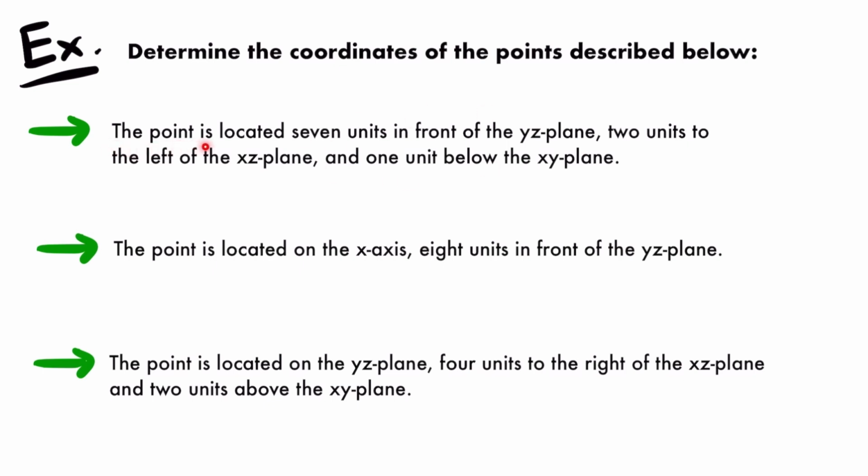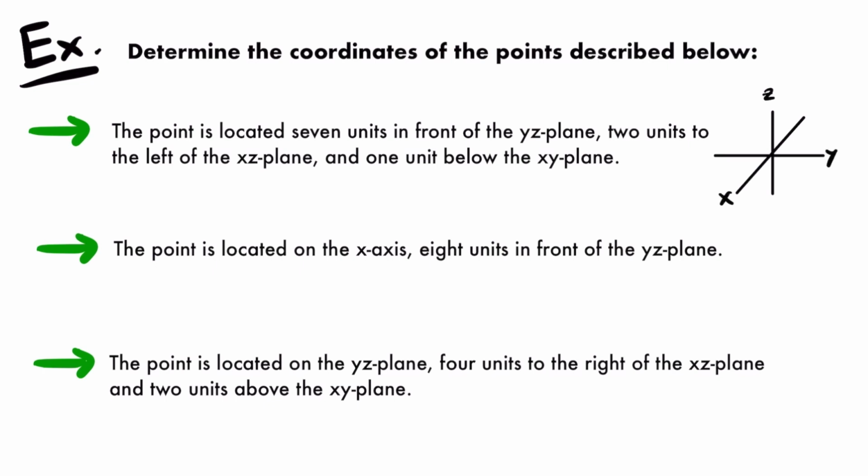It says the point is located 7 units in front of the YZ plane, 2 units to the left of the XZ plane and 1 unit below the XY plane. So when you get a problem like this, what you want to do is first start by drawing a small three-dimensional system. All right, so I'm going to draw 3 lines. This will be the z-axis, the y-axis, and then our x-axis. Let me just quickly label them. There's the z, the x, and the y.